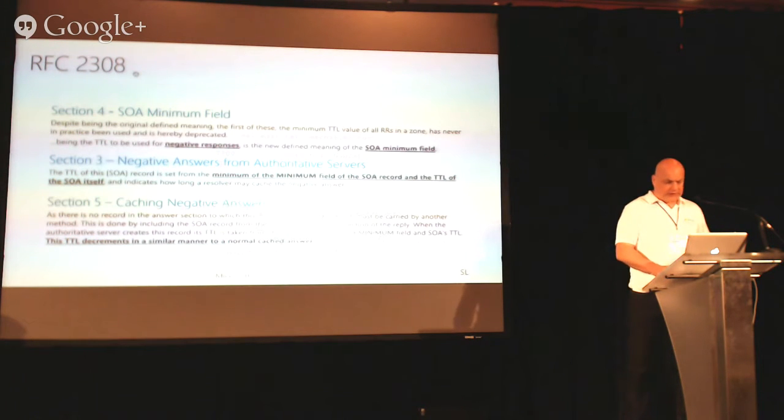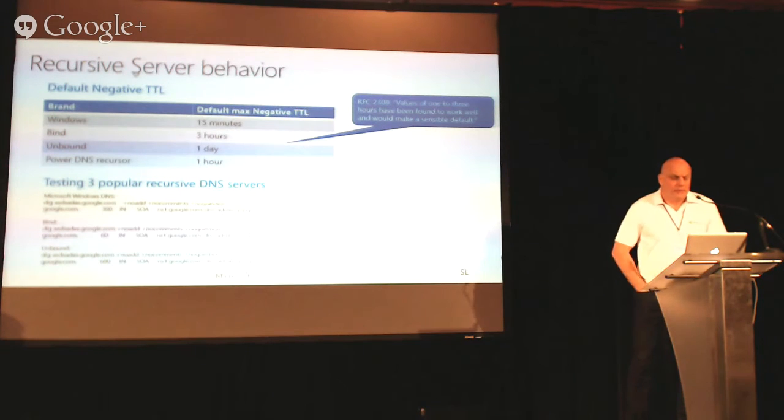So that's the RFC. Looking at the default TTLs here, it's a pretty large variation. I took the top 4 from what I know, what I think would be the most used recursive servers there. And there's a factor of almost 100 here between what the Windows DNS server is using and what, for example, Unbound is using: a full day.